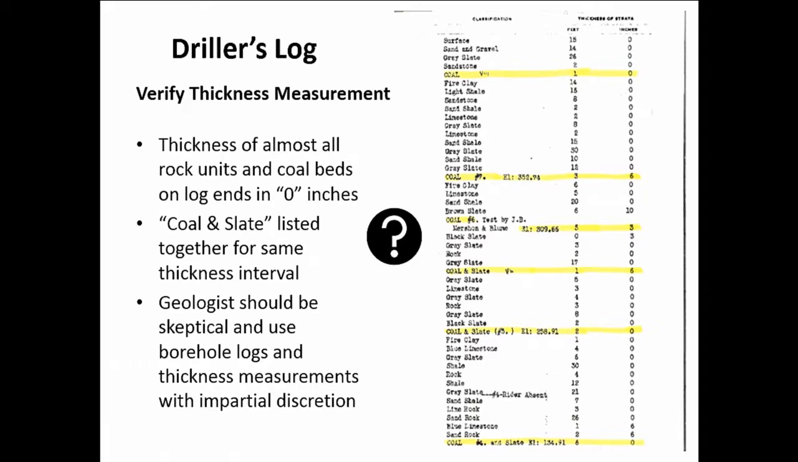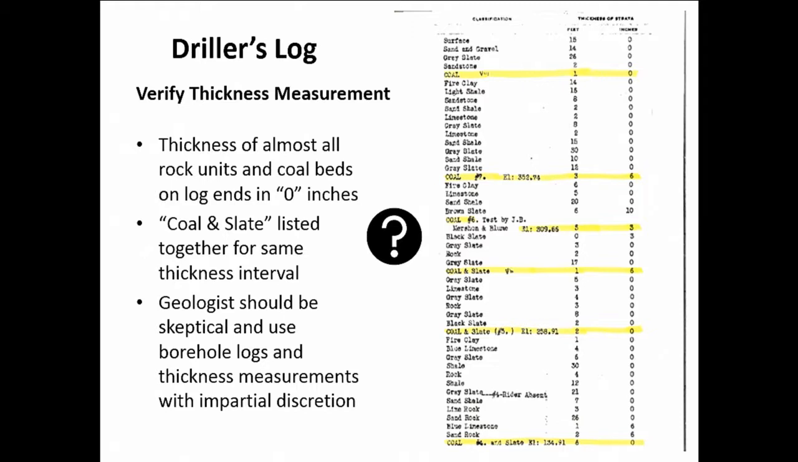Here's an example of a driller's log. I know it's hard to see. This example is from Vigo County, western Indiana. Again, it's hard to see. One thing you can see is that the thickness of almost all coal rock units and non-coal rock units end in 0. Whoever measured it was lazy on that day. They may not have been, it may have been a driller who was very cold, tired, or in a hurry. They rounded things to the nearest 0. Well, you know in fact that that's not reality.